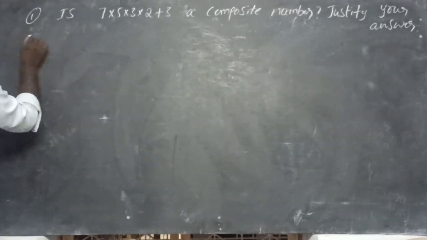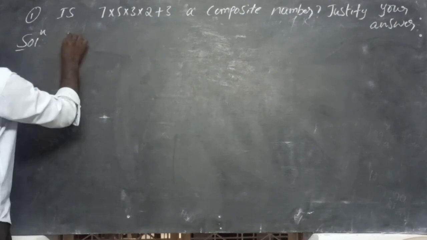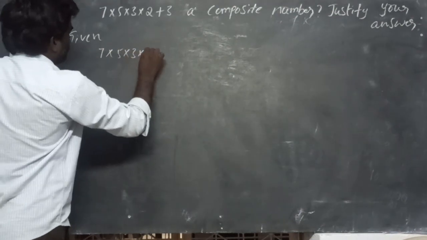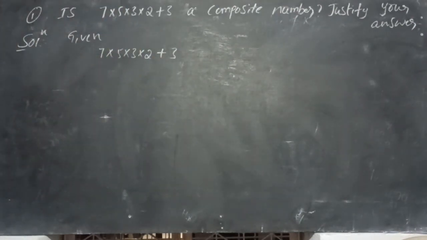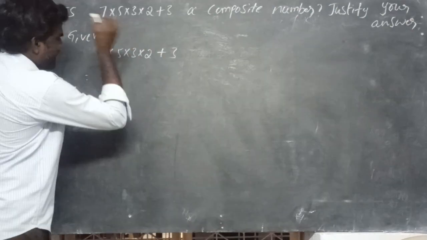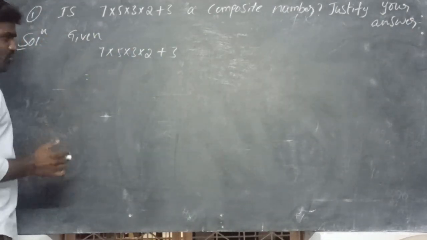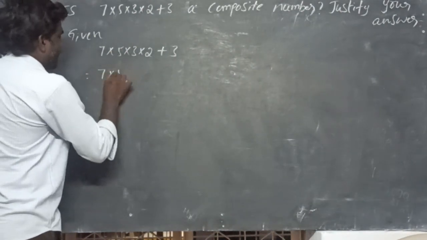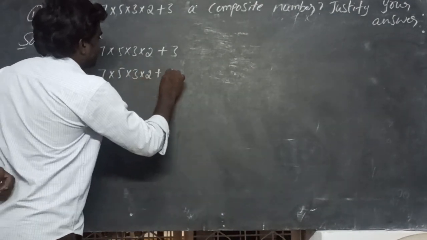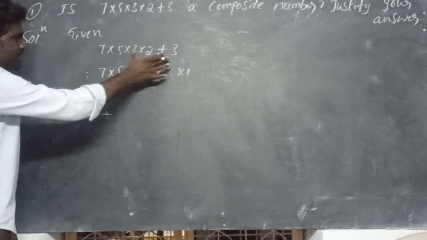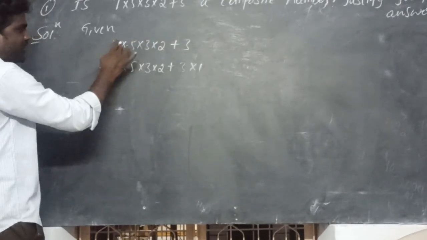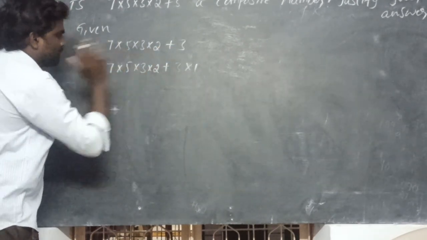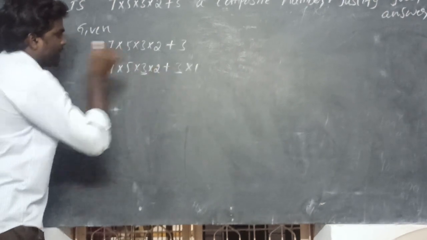So, what is the given number? 7 into 5 into 3 into 2 plus 3. This number we can write as 3 into 1, because 1 multiplied with anything gives the same. So 7 into 5 into 3 into 2 plus 3 into 1. Here how many numbers are there? 2 numbers: 7 into 5 into 3 into 2 is one number, and 3 is another number. In these 2 numbers, 3 is common.